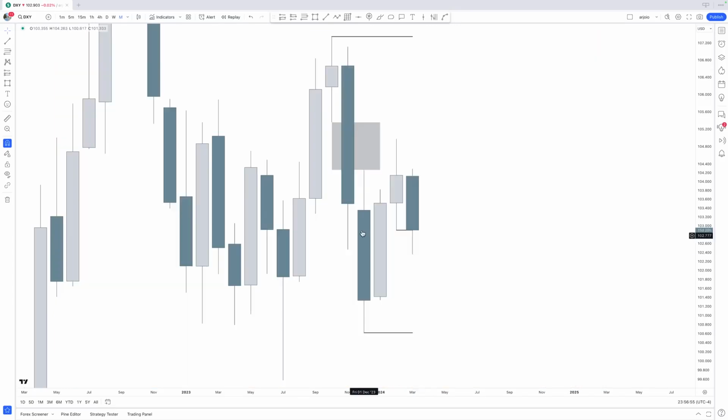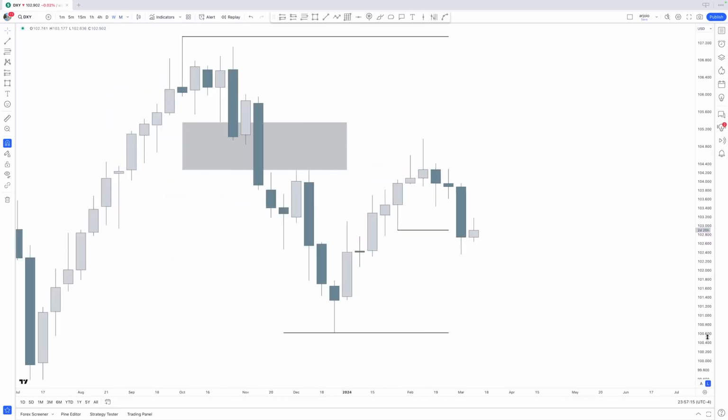So all I want to do right now is go from the monthly to the weekly, because on the monthly, we do not have a fair value gap that can push us lower currently, where we can actually look for an entry right now. We've already traded into that one. That one is not relevant anymore. So let's drop into the weekly.